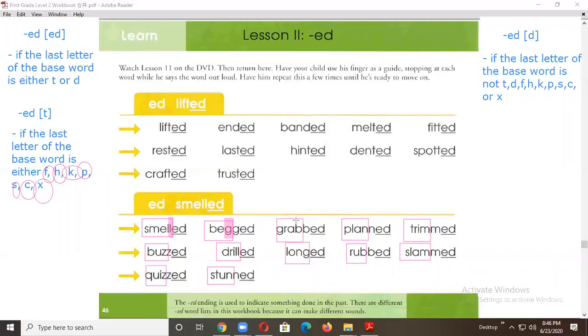Then I'll move on to grabbed. Grab, and you add D at the end: grabbed. That's it. We also have plan, and then you add D: planned. Trim, and then you add D: trimmed. Buzzed, drilled, longed, rubbed, slammed, quizzed, and stunned. So that's just how it is. That's how simple it is.